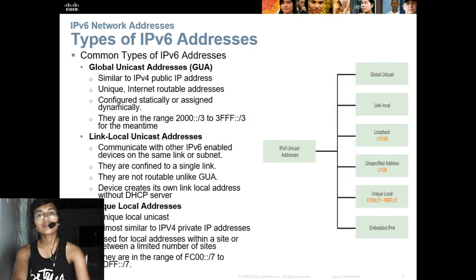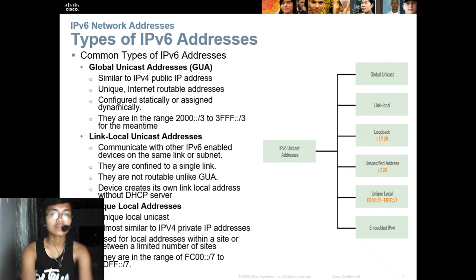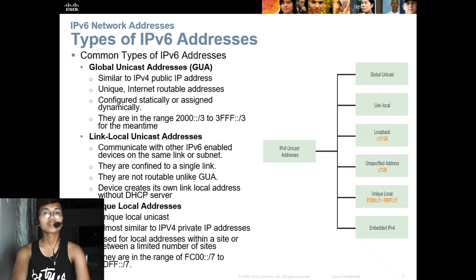We have types of IPv6 addresses: global unicast addresses, link-local unicast addresses, and unique local addresses. The global unicast address is similar to an IPv4 public address. They are unique, internet-routable addresses, configured statically or assigned dynamically. They are in the range 2000::/3 to 3FFF for the meantime.